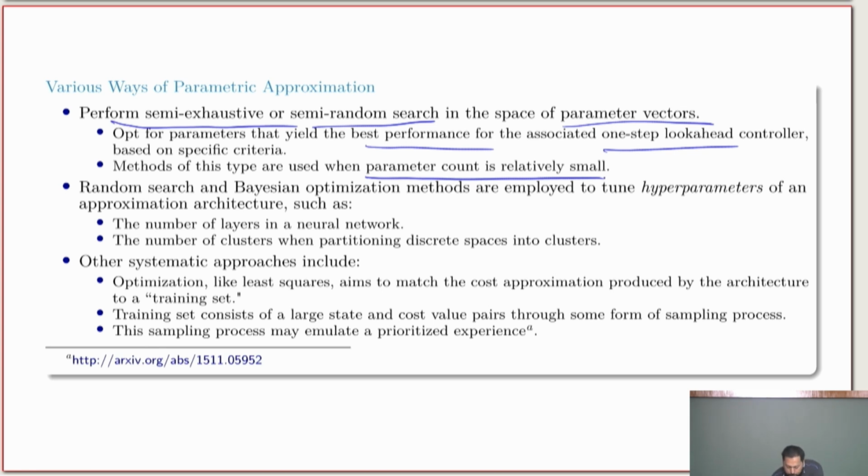You may use Bayesian optimization or random search to tune the hyperparameters. In case you are using neural network, then you know that the number of layers and number of clusters also decide the architecture that is used for approximation. So this is basically part of hyperparameter tuning. Other approaches could be the classical ones like least square approximations.